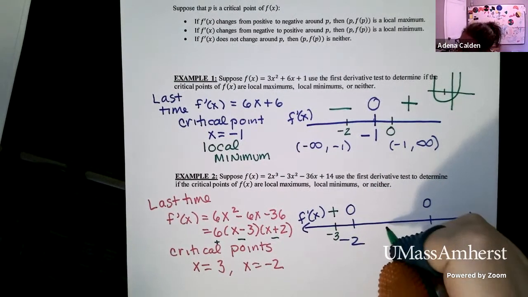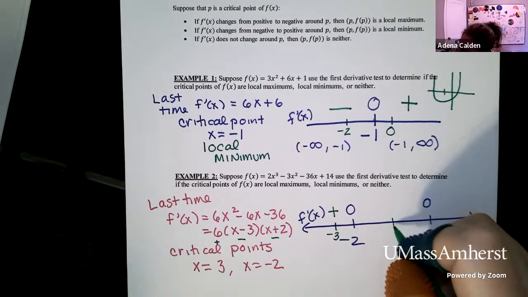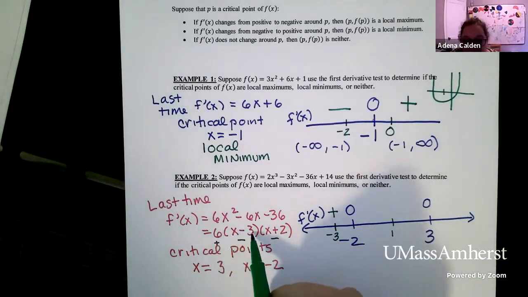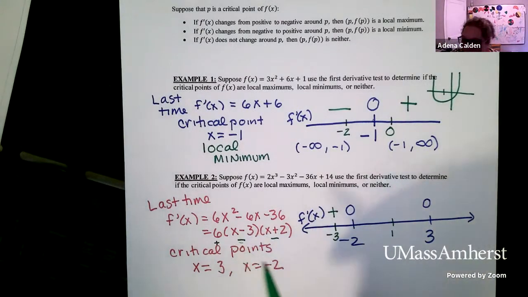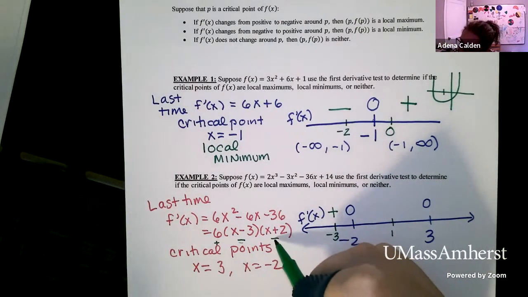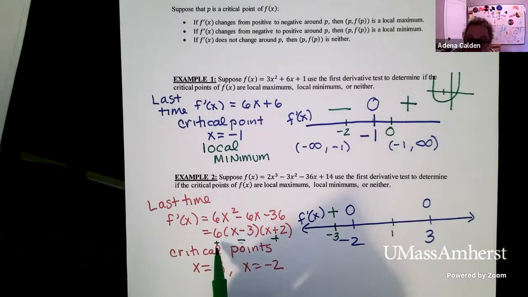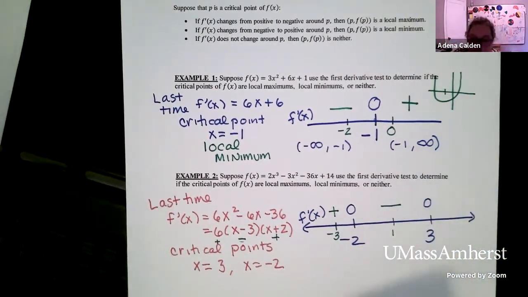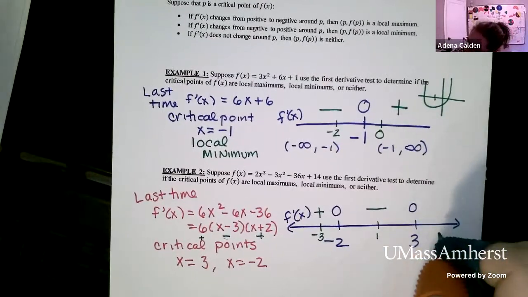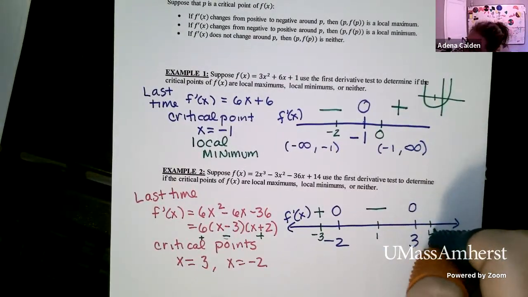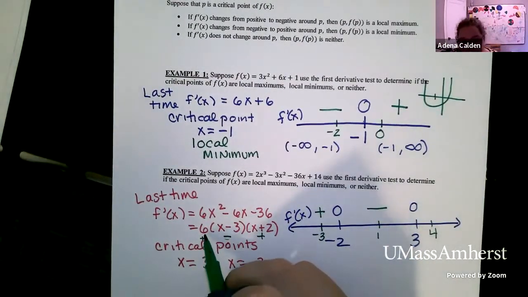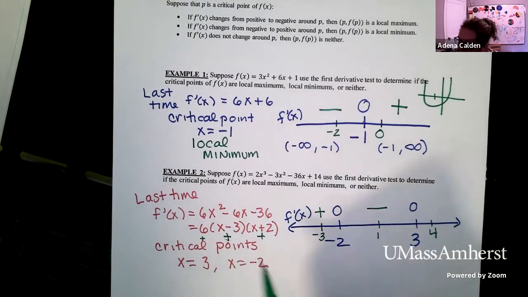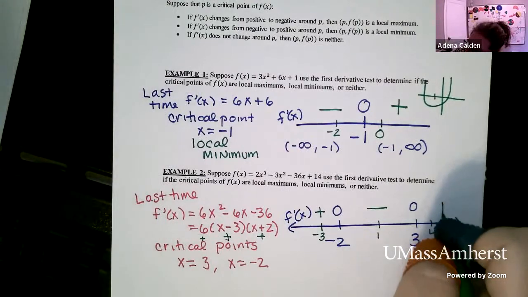I'm going to test something between -2 and 3. I'll test 1. So 6 is positive. 1 minus 3 is -2. That's negative. 1 plus 2, that's positive. Positive times negative times positive gives me something negative. And then something slightly bigger than 3, like 4. 6 will be positive. 4 minus 3, positive. 4 plus 2 is positive.